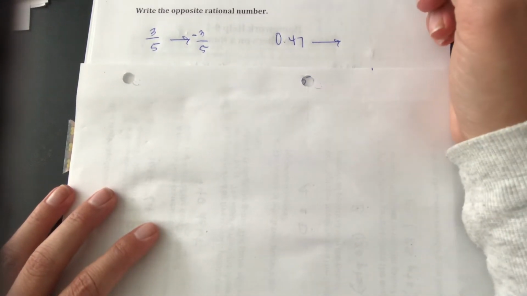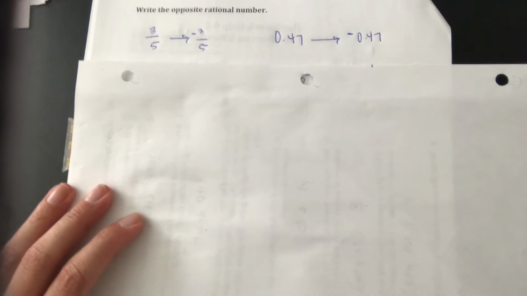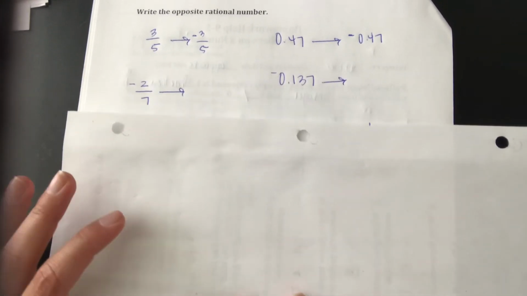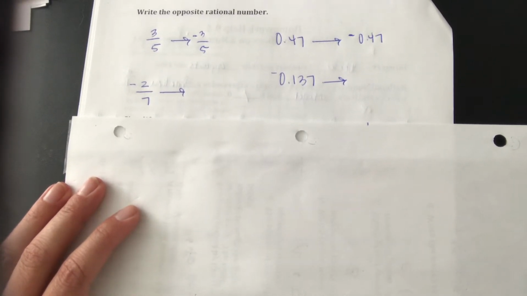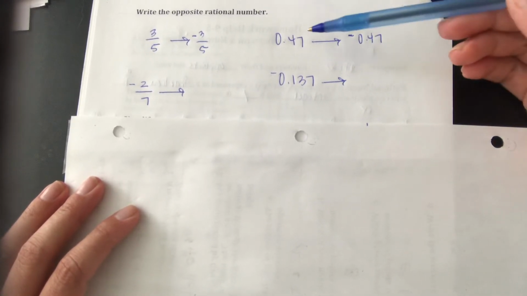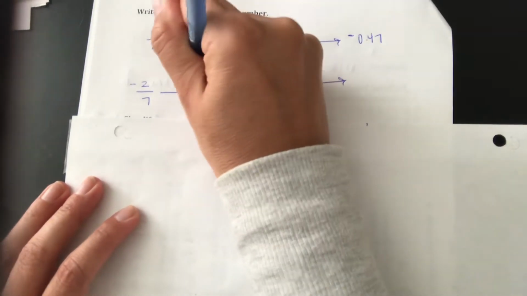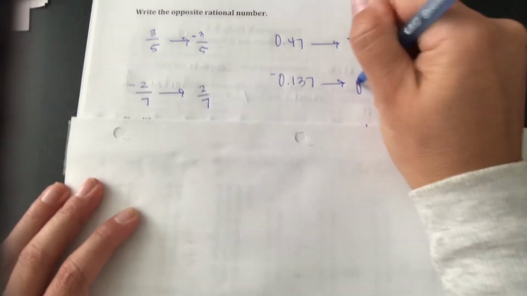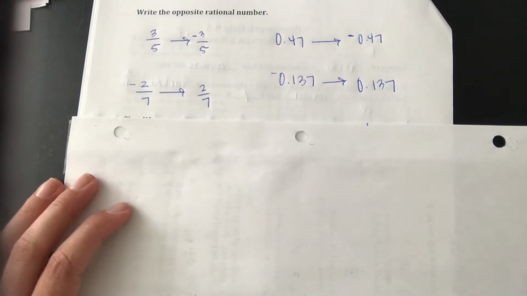The opposite of 0.47 would be negative 47 hundredths. Okay, now negative 2/7. What's the opposite of negative 2/7? Go ahead and write that down. And what's the opposite of negative 0.137? Go ahead and write that down. Good. You should have written 2/7 and 0.137 with no sign because we want to assume it's positive, right?